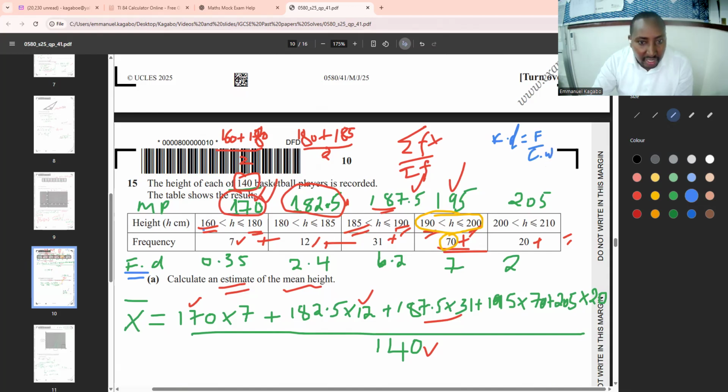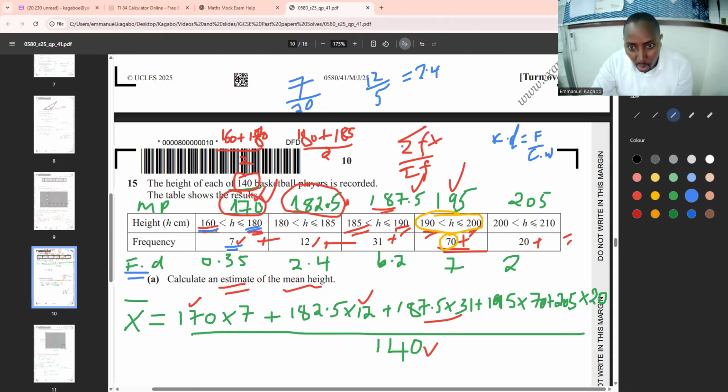Okay. Now, what is the frequency here? 7. Do you get that, guys? 7 divided by the class width. The class width is 20. So basically, it's going to be 7 over the class width, which is 180 minus 160, which is 20. That's why it goes 0.7. I mean 0.35. What about here? It will be 12 divided by, what's the class width, guys? The class width here will be 5. 12 divided by 5 gives you 2.4. That's where I got that from.